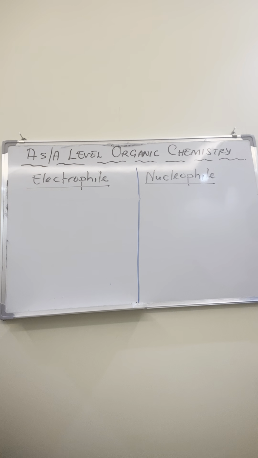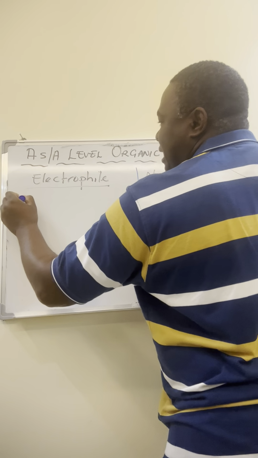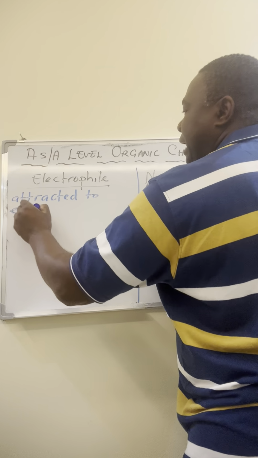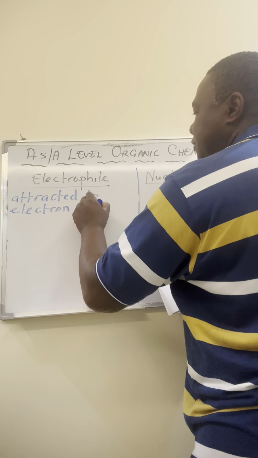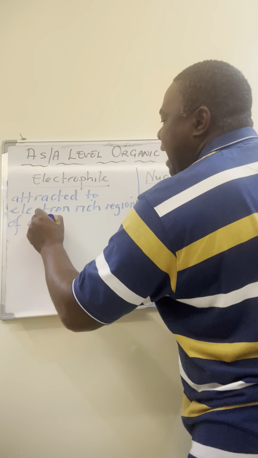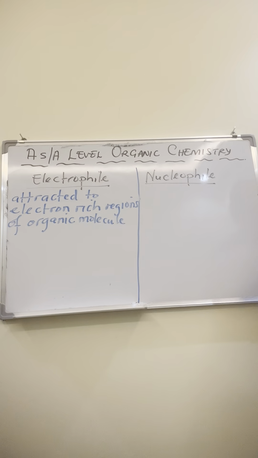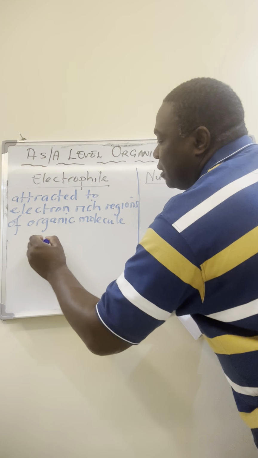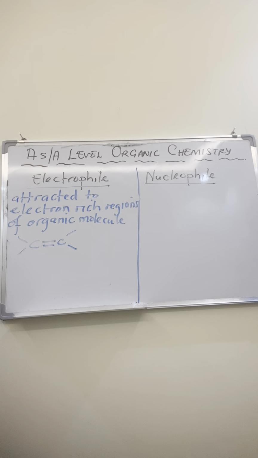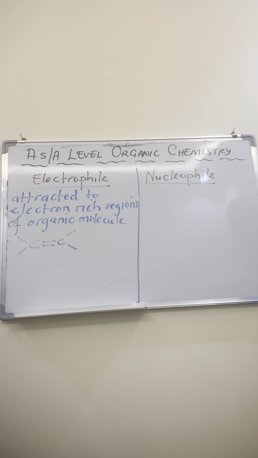When you look at an electrophile, you are looking at a species that is attracted to electron-rich regions of organic molecules. That is an electrophile. Like you can have a double bond. This is an electron-rich region of an organic molecule. So electrophiles will be attracted to such regions.